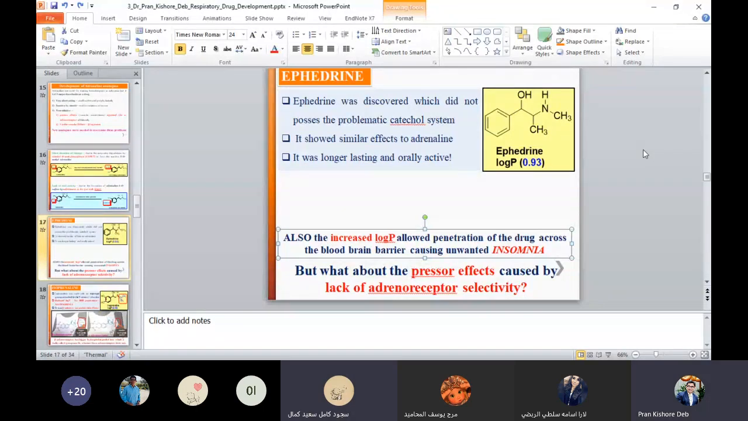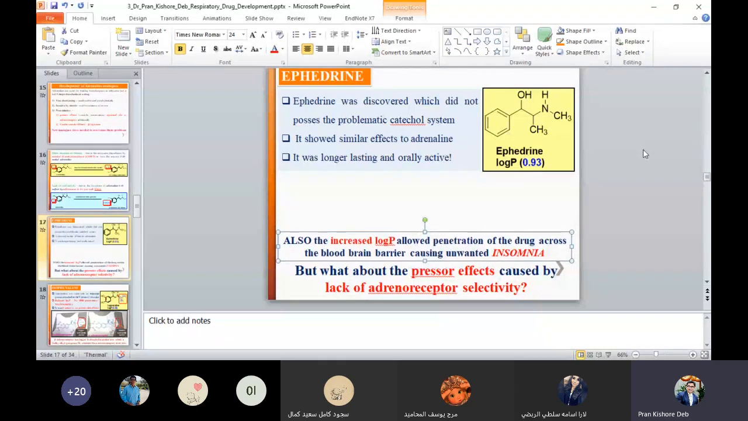Whatever you said is correct, but I would like to rectify 2 things. Non-specificity: don't use the word "it". Always mention "because of the lack of the catechol OH group". The catechol OH will not be able to form hydrogen bonding interaction with this site. And again, it's not just lipophilicity. The log P increased. Increased log P will allow the drug to cross the blood-brain barrier and show insomnia. Now you can read the slides.